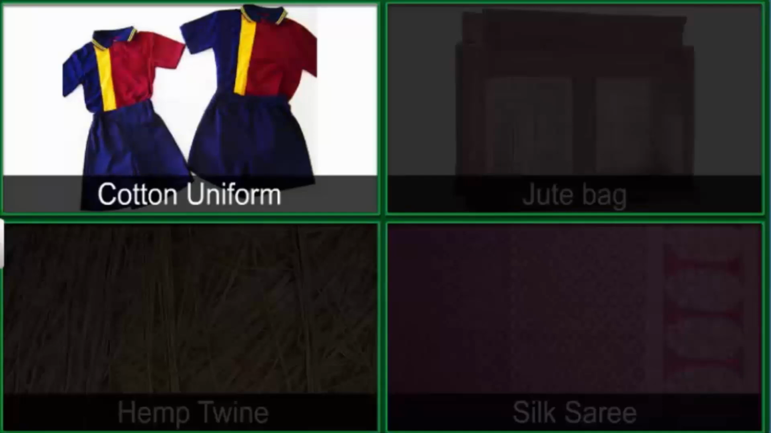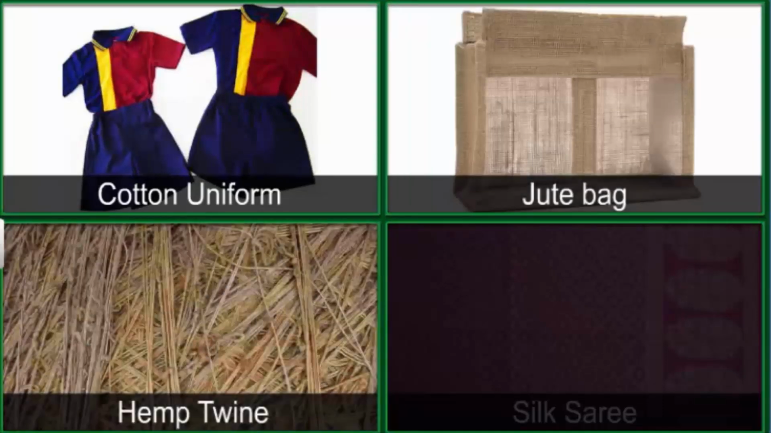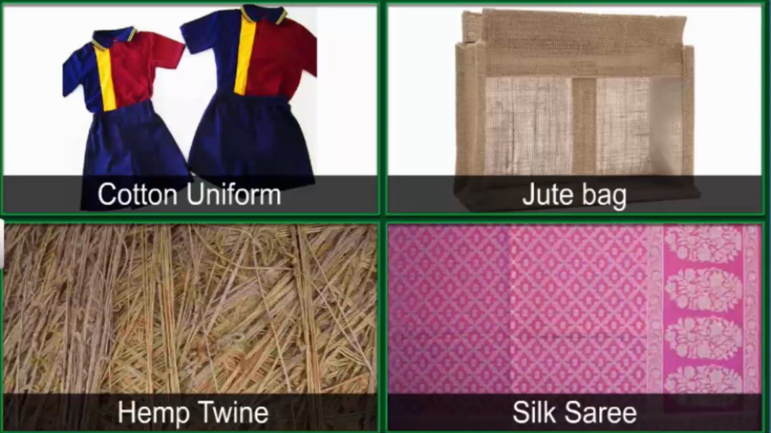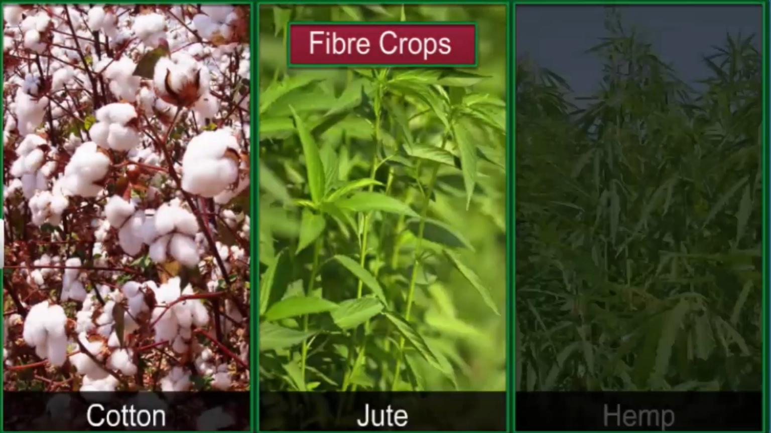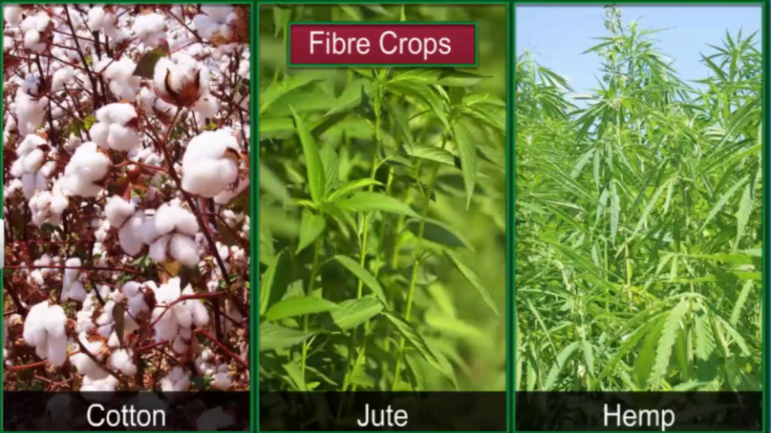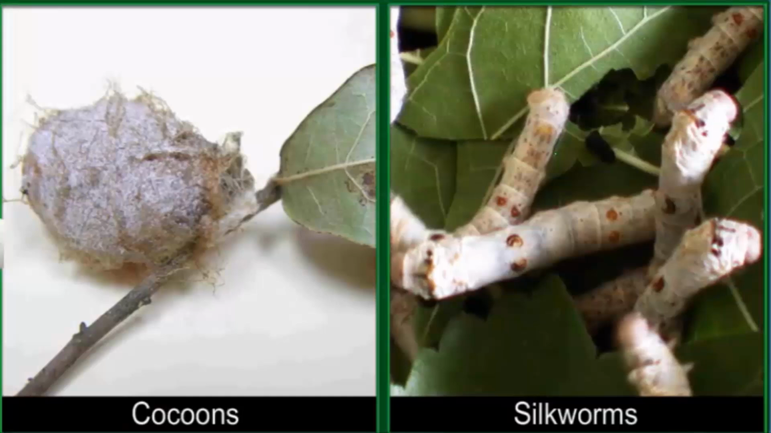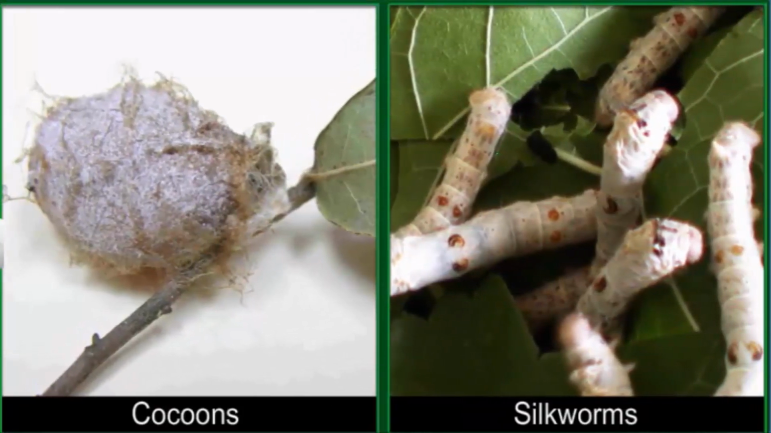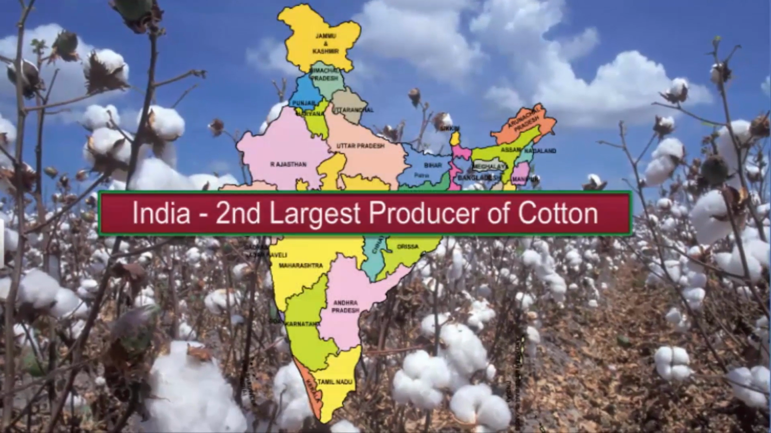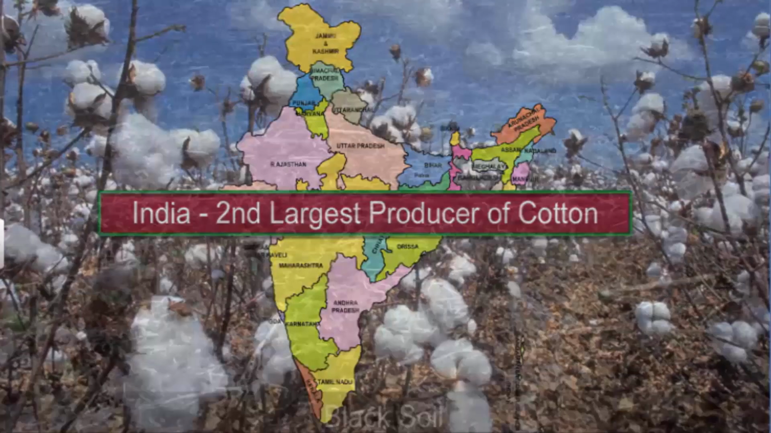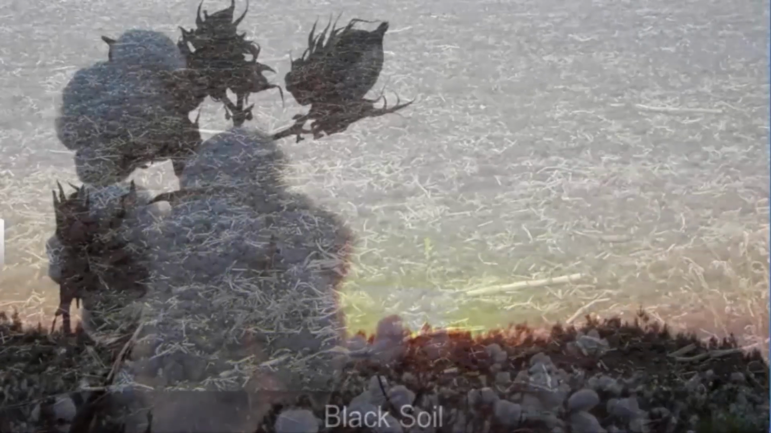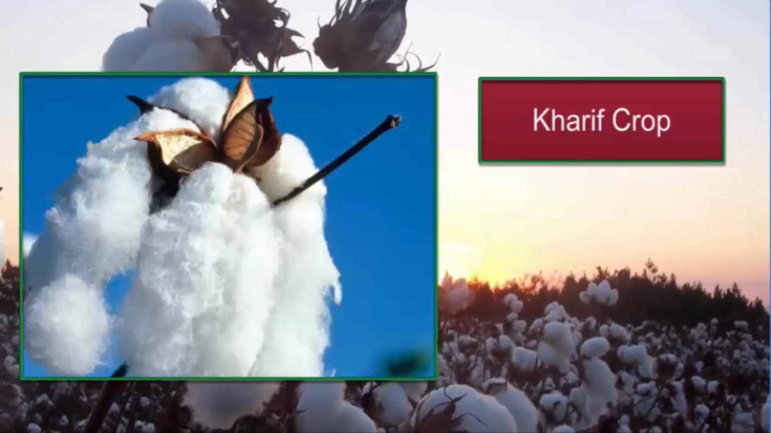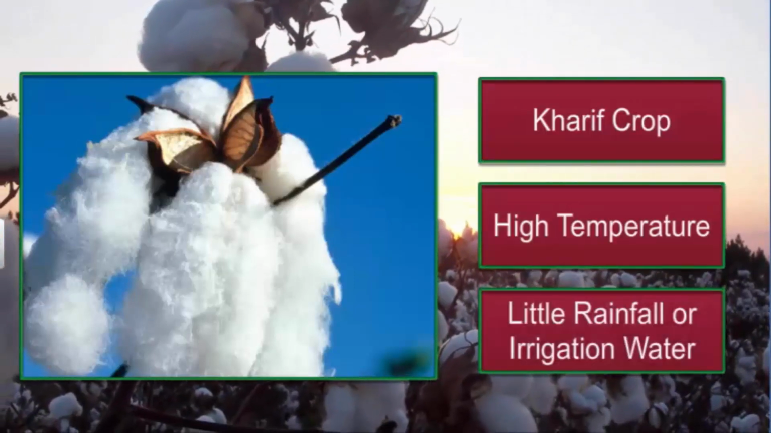The cotton uniform you wear, your jute school bag, the hemp twine you see being used to tie things together, and your mother's silk sari are all made from natural fibers. While cotton, jute and hemp are grown as fibre crops, silk is obtained from cocoons of silkworms fed on mulberry leaves. India is the second largest producer of cotton in the world. Cotton grows well in the black soil of the Deccan Plateau. It is a Kharif crop and requires a high temperature and light rainfall or irrigation for proper growth.